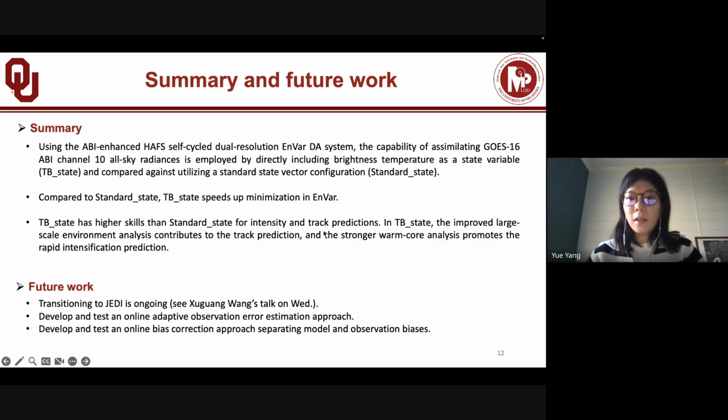In the TB state, the input large-scale environmental analysis contributes to the track prediction, and the stronger warm core analysis promotes the rapid intensification prediction. For future work, the transition to JTTI is ongoing, and we plan to develop online adaptive observation area estimation and online bias correction approaches for ABI all-sky radiances in HAFS. That's all I have. Thank you.